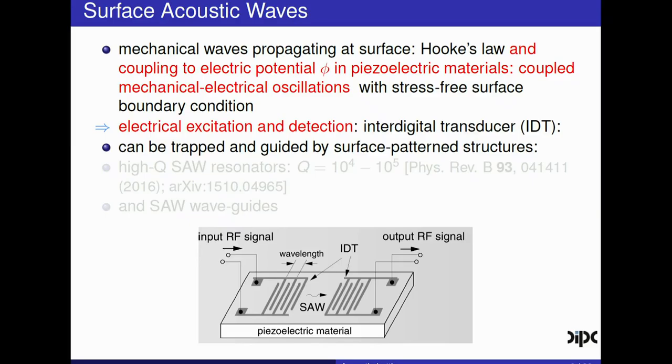And the workhorse of all of this is the so-called interdigital transducer, which is an array of gates on top of the structure with a particular periodic spacing. And if one puts an alternating voltage on this, it excites the surface acoustic wave. Or if a wave propagates towards this structure, one can read off the amplitude intensity of the wave from the voltage. And this plays the role of a laser or of a microwave source in this structure.